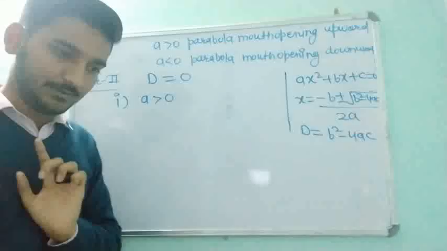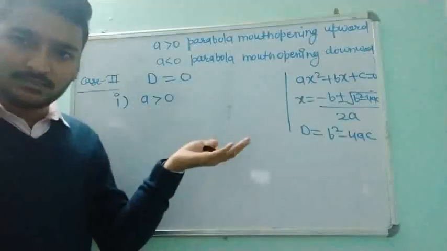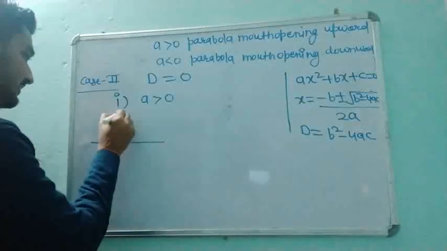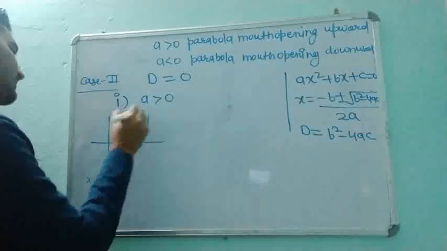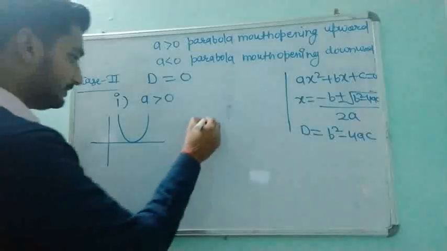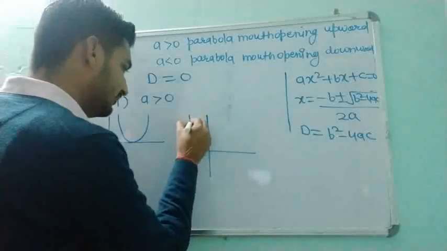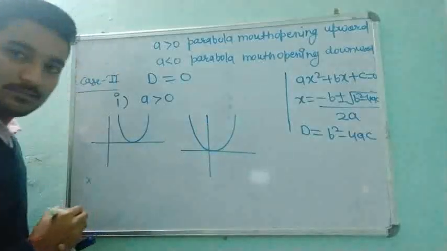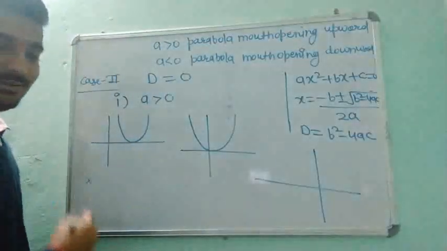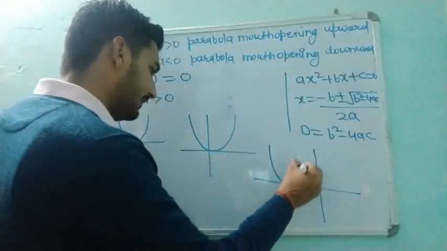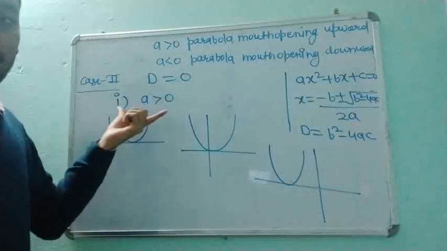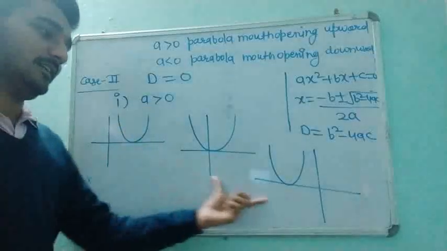and a greater than 0 means the parabola's mouth is opening upward. So this value of x can be positive, negative, or 0. First, if this value is positive, then the graph of such a quadratic equation is like this. Due to a greater than 0, the parabola's mouth is opening upward. If this value of x is 0, then the graph is like this. Our example is this only. And next, if this value is negative, then the graph can be like this. So in D equals 0, for a greater than 0, we have different types of graphs like this.